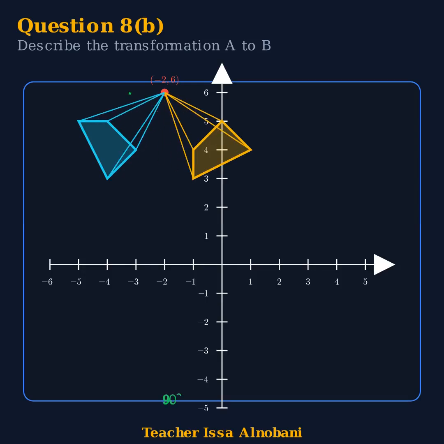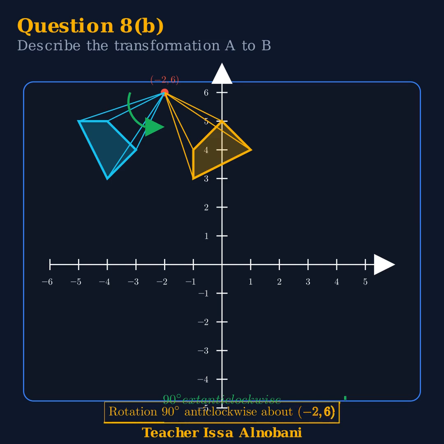Part B. We now compare only shape A with shape B. The shape turns, so the transformation is a rotation. The center is (-2, 6). Draw a line from the center to a vertex of A, then turn that line 90 degrees anticlockwise. The vertex lands on the corresponding vertex of B. The same happens for every vertex. Therefore, the full transformation is a rotation of 90 degrees anticlockwise about the center (-2, 6).